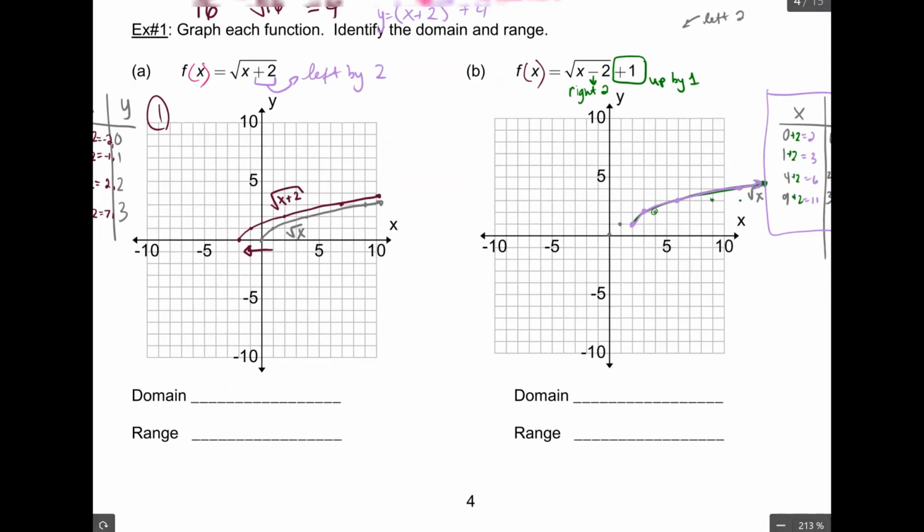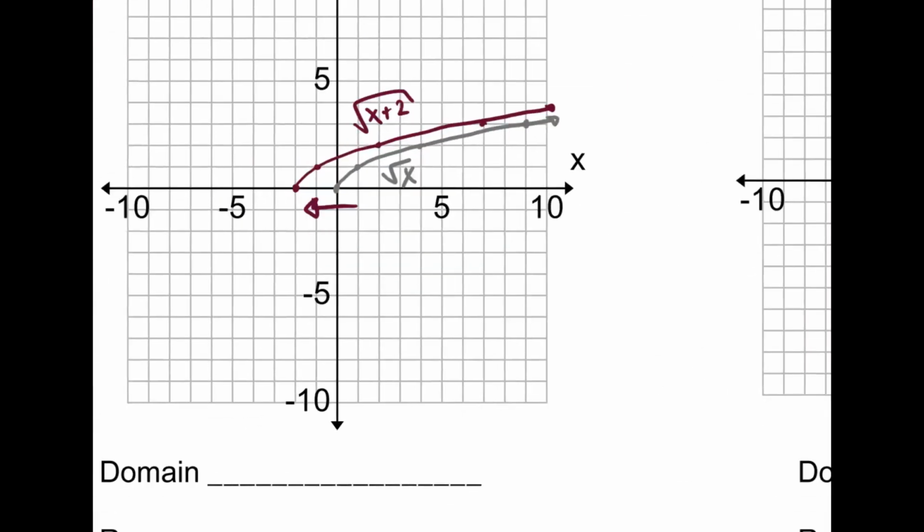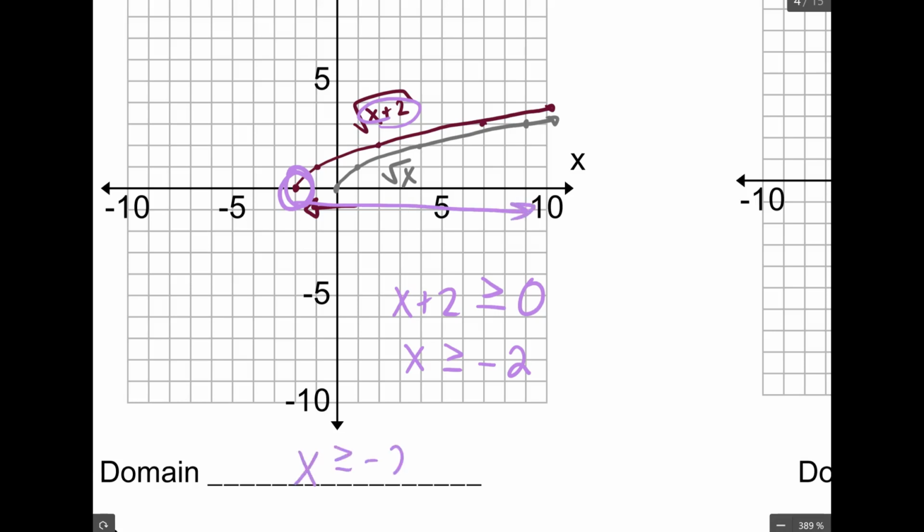All right, domain and range. For the left one, I'm looking at this maroon one. The domain is going to be, well, if I take x plus 2, I know that has to be greater than or equal to 0. So I'm taking the part that's inside my square root and solving for x. X has to be greater than or equal to -2. Guess what? Here's -2, so all of my x values to the right are part of it. So x is greater than or equal to -2.